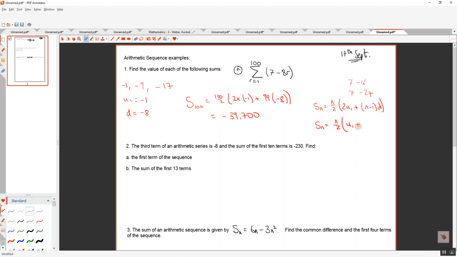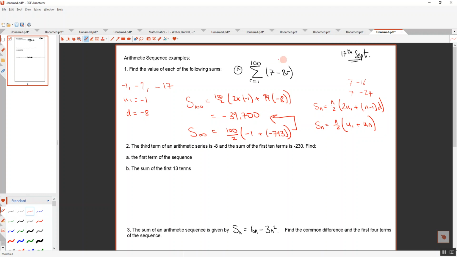Okay. The way that Greg did it, he used the other formula, your first term and your last term. So he worked out the first term was negative 1. Yep, negative 1. He worked out the last term just by putting 100 into this formula, 7 minus 8 times 100. What do you get, Greg, for that? Negative 793. And you can work that out, and it will get you the same answer. Either is absolutely fine.